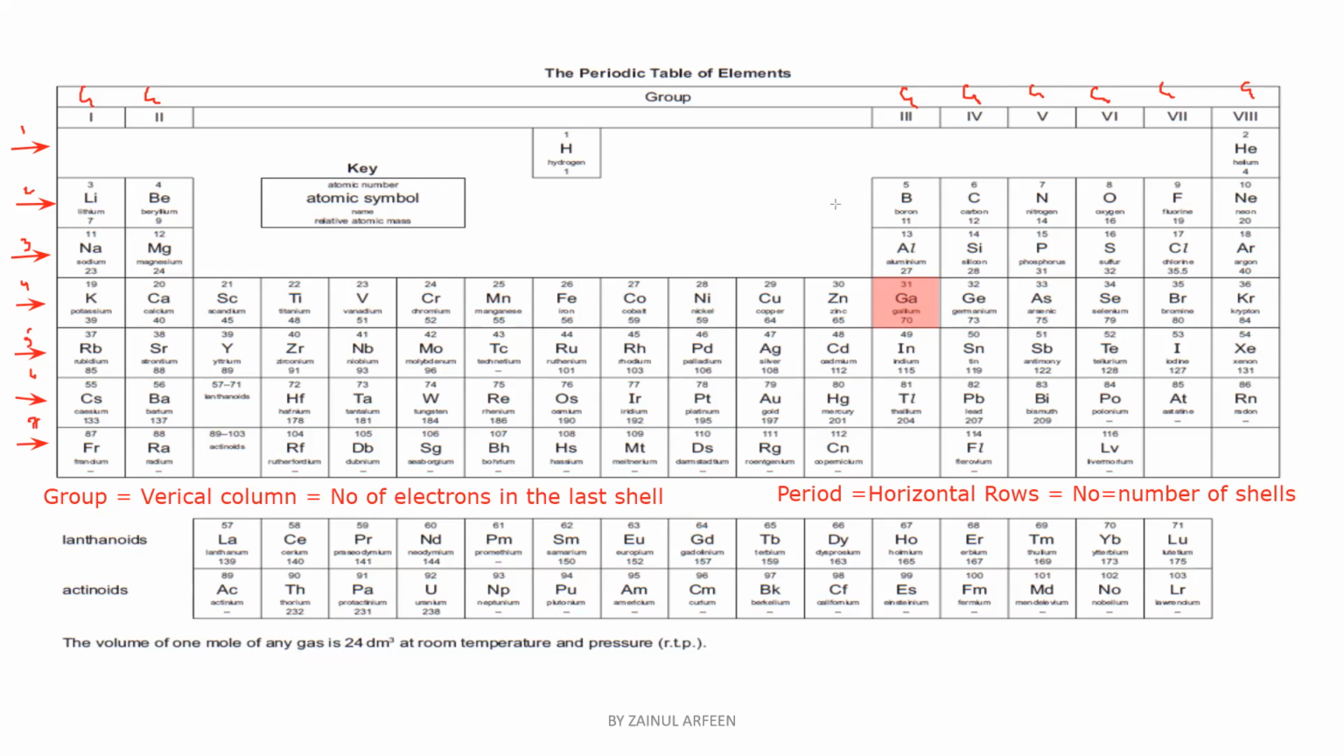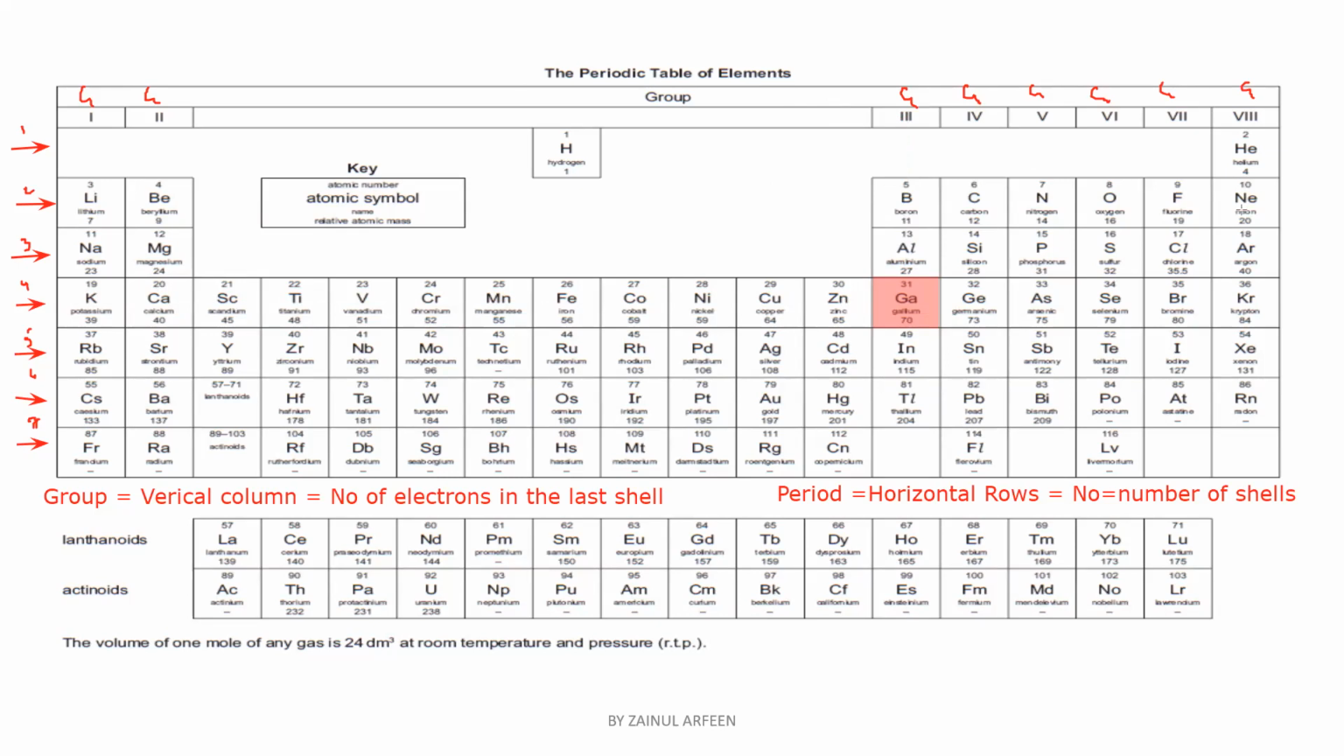So it belongs to group 3. As you can see, the vertical column here is 3, so it is group 3. What about the period? Which period does it belong to? When you want to check, you can check the group number and the period number. So it belongs to group 3 and period 4.